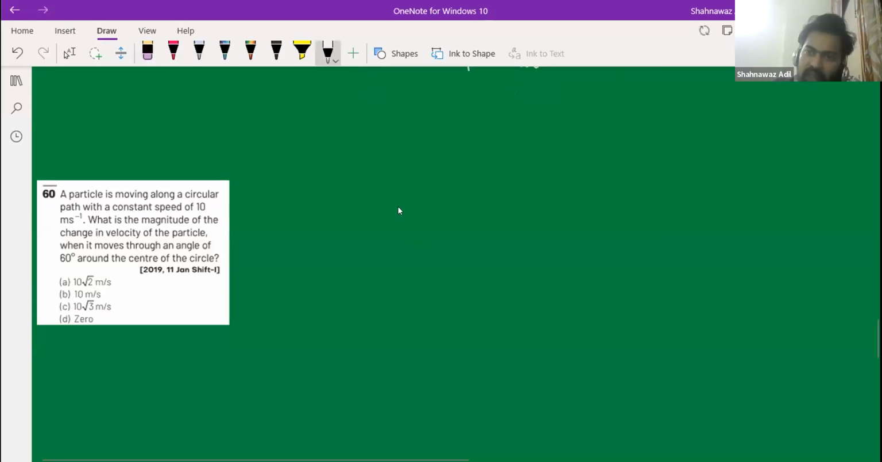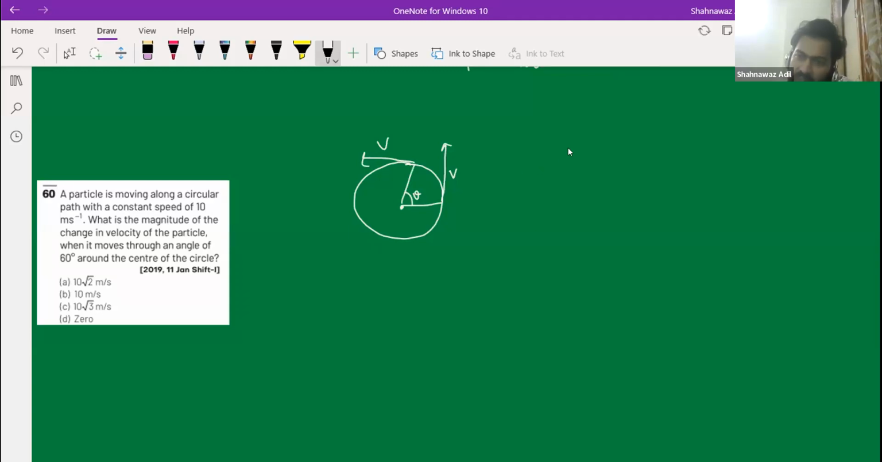The object is moving in this direction, and now it makes a theta angle, and now it is moving in this direction. These velocities are the same, magnitudes are the same, only the direction is changed. So then the change in velocity is simply 2v sine theta by 2, if I remember it correctly, right? So let me just derive this, because let's say I have forgotten that.